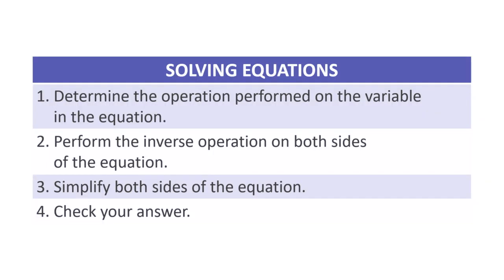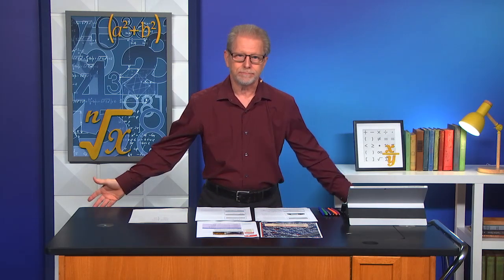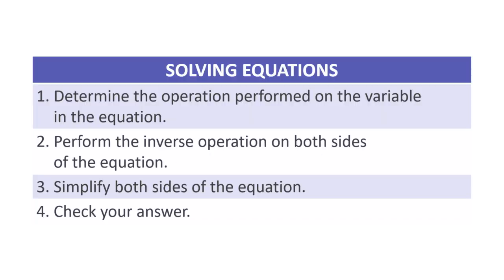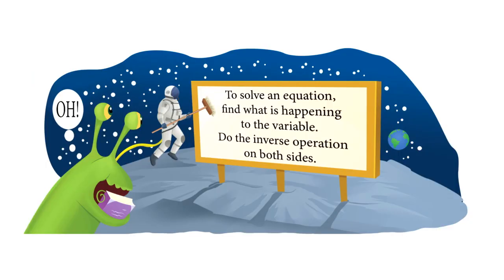So what are our steps to solve equations? We determine what is the operation that was performed on a variable in the equation. What does that mean? Oh, x minus 12. Oh, it was subtracted by 12. Okay. Number 2, perform the inverse operation on both sides of the equation. Oh, x minus 12. Oh, you add 12 to both sides. Okay. Simplify both sides of the equation. Check your answer. Find out what is happening to the variable, do the inverse operation on both sides.